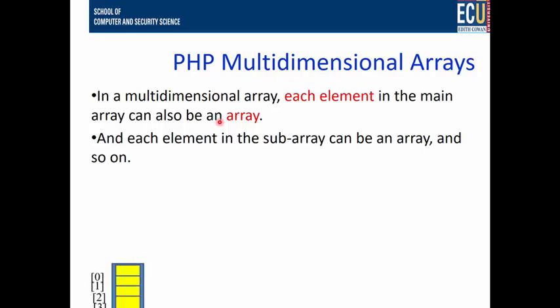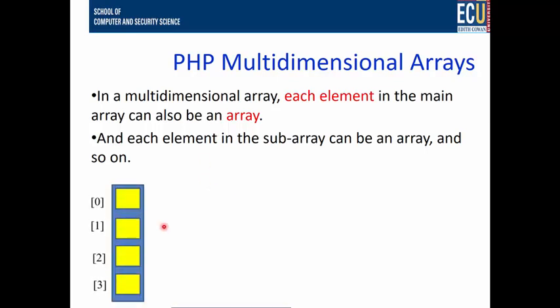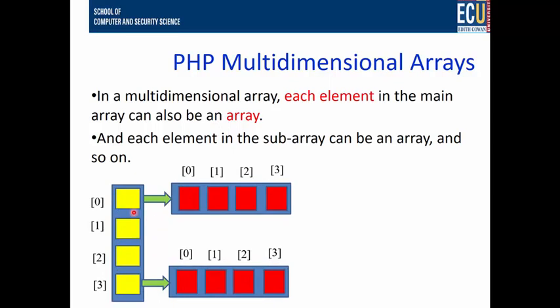In that case, for example, when we create a two-dimensional array, in the first dimension of the array all the elements will be holding a reference to another array. So this element, which is index 0, will be holding a reference, address or pointer to another array. And using that information we can access the values in that array.